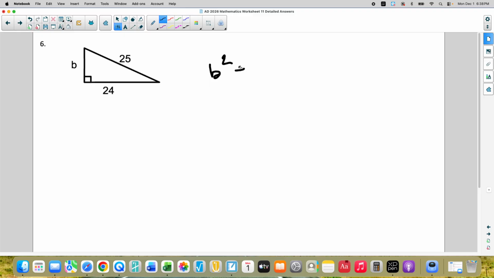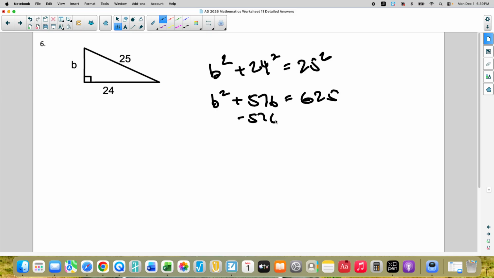b squared plus 24 squared equals 25 squared. b squared plus, I don't know if we've done 24 already. 24 squared gives us 576 equals, what's that, 575? 625, I bet. 25 squared is 625. Minus 576, minus 576. b squared equals 49. That's a nice one.